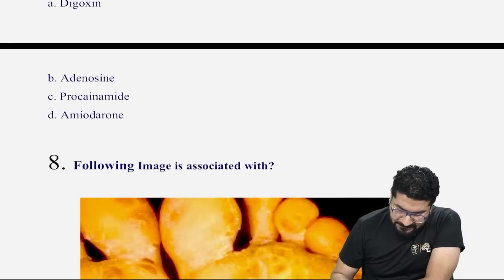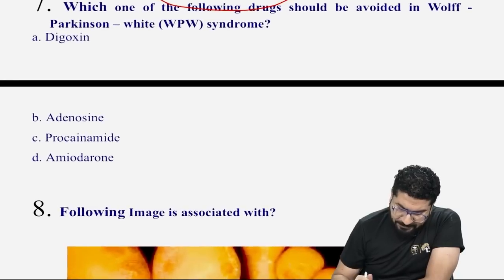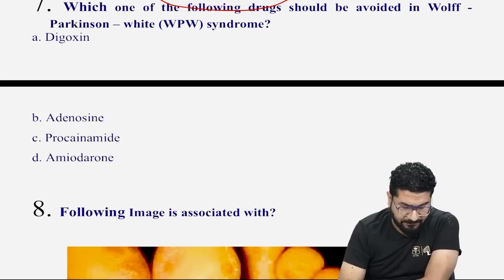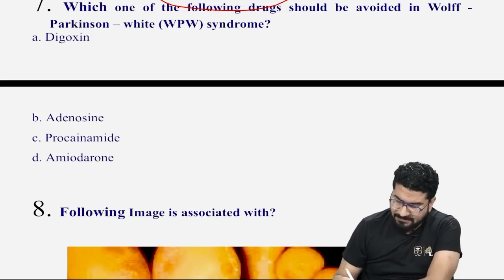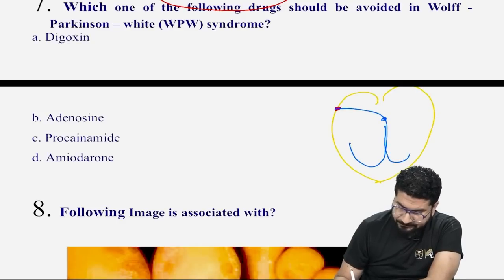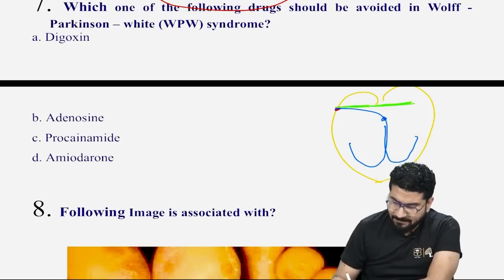Okay, the following drug is avoided in WPW syndrome. WPW is your Wolff-Parkinson-White syndrome. So you all know, in Wolff-Parkinson-White syndrome we have an aberrant conduction pathway. Normally we see the impulse travel from the SA node to the AV node, then the bundle of His and Purkinje fibers. But here there is an abnormal impulse; with the green I am drawing this aberrant pathway. The impulse is traveling through the aberrant conduction pathway.